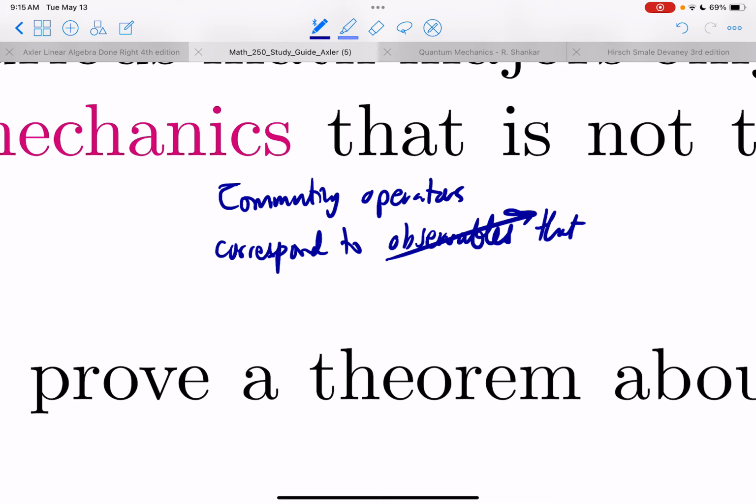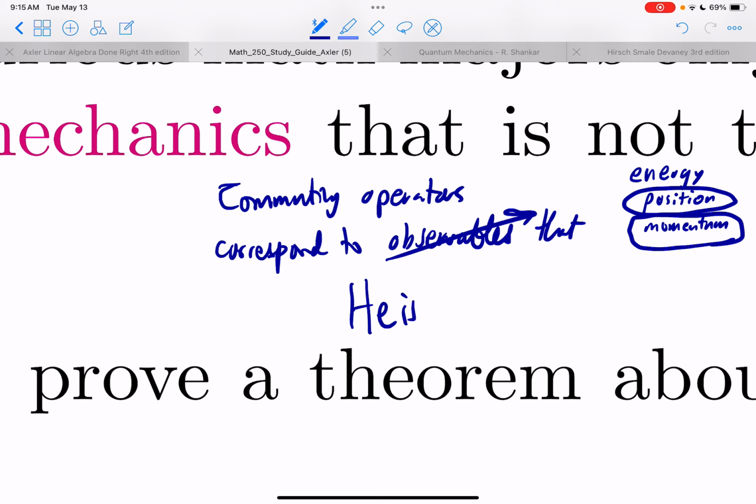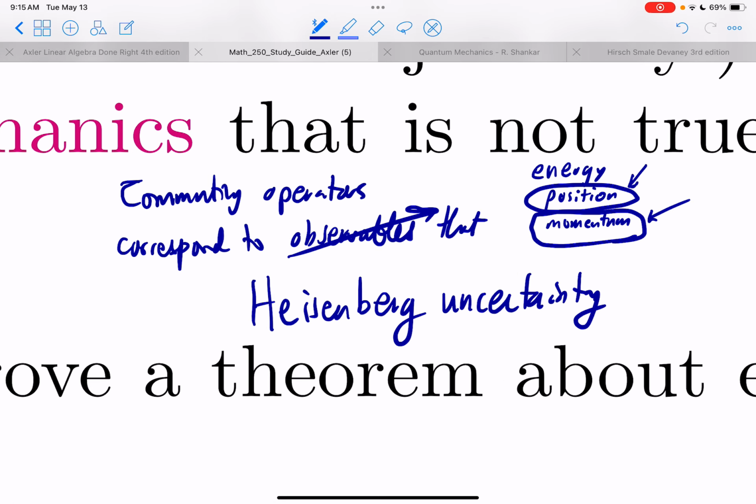By the way, this is not a course in physics, but energy: you might measure the energy, you might measure the position of something, you might measure the momentum of something. So these are all observables. In particular, position and momentum are related by the famous Heisenberg uncertainty principle: the more precisely you know the position of a particle, the less you can know about its momentum. The more you know about its momentum, the less you know about its position.